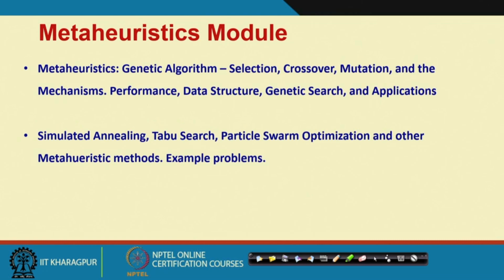Finally, in the meta-heuristics, the main focus will be on genetic algorithm, where selection, crossover, mutation and other mechanisms, performance, data structure, genetic search and applications. And in the second week, we shall cover more examples along with other methods like simulated annealing, tabu search, particle swarm optimization, etc.